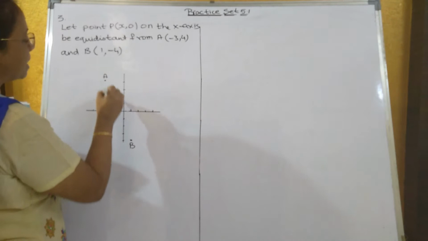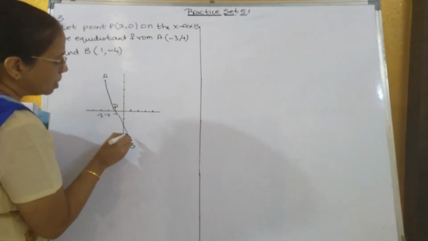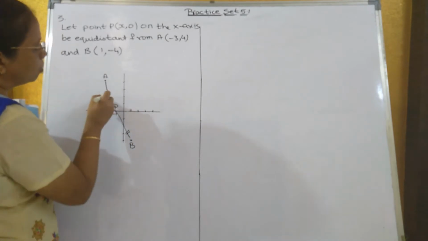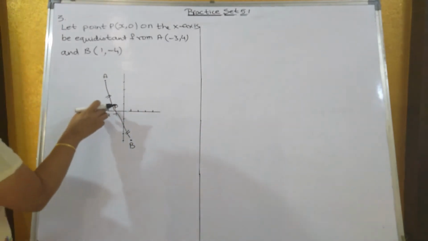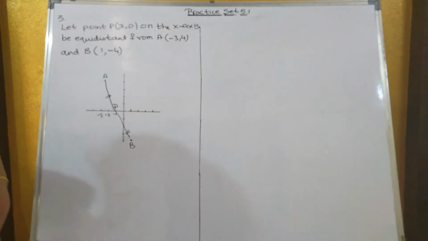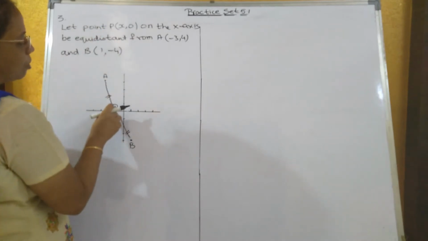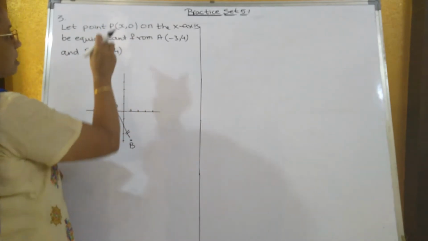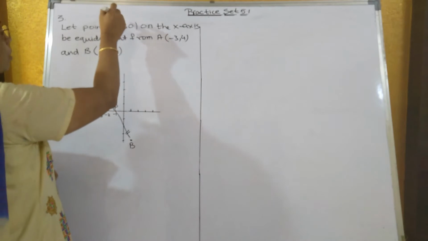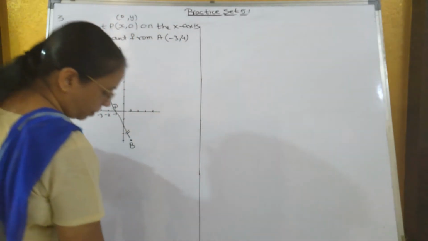On the x-axis, this distance and this distance should be equal. These two distances have to be equal. That is, from P, A and B are both equidistant on either side. So let point P be (x, 0). Why (x, 0)? Because it is on the x-axis. Since it is on the x-axis, it will be (x, 0). If it is on the y-axis, it will be (0, y).